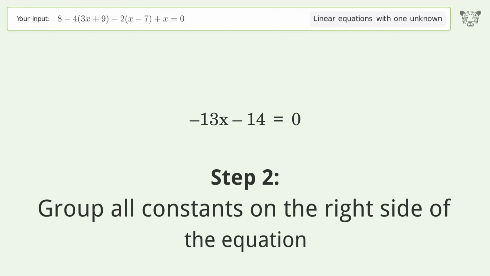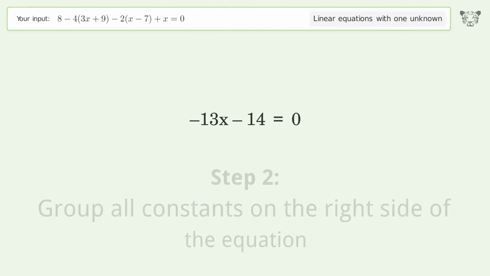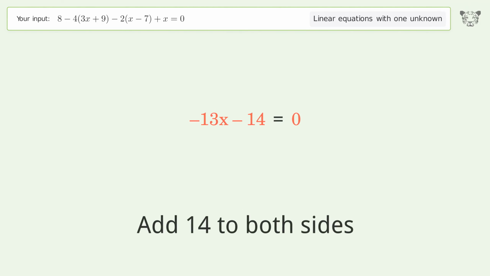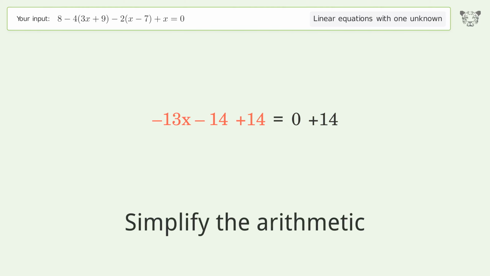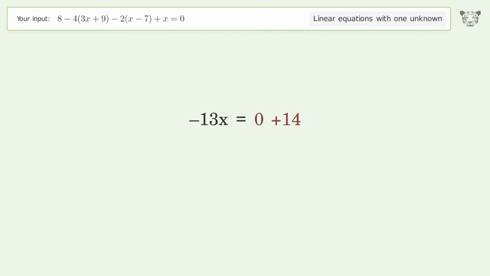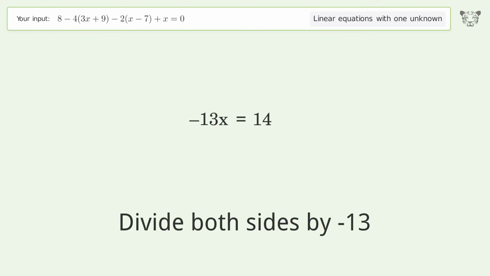Group all constants on the right side of the equation. Add 14 to both sides. Simplify the arithmetic. Isolate the x. Divide both sides by -13.